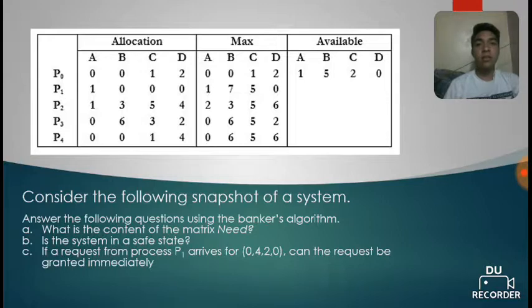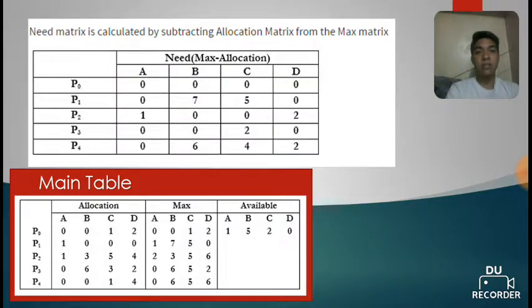So to answer these questions, we should consider the snapshot of a system presented above. Here we have 5 different processes, each with corresponding resources, which are divided into the allocation, max, and available matrices. To answer the first question, we shall now proceed to the next slide.